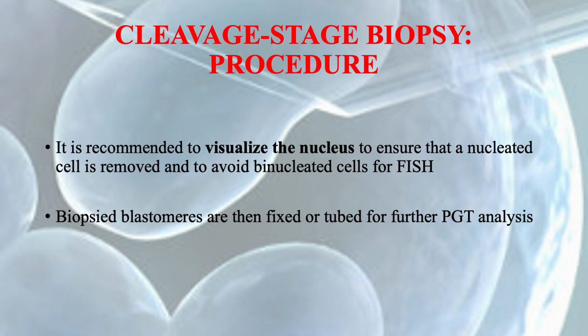So what is the procedure for cleavage stage biopsy? It is recommended to visualize the nucleus before taking out the blastomere, to ensure that a nucleated cell is removed and to avoid a binucleated cell for FISH. Biopsied blastomeres are then fixed or tubed for further PGT analysis. Fixing and tubing we have already discussed in our previous slides.